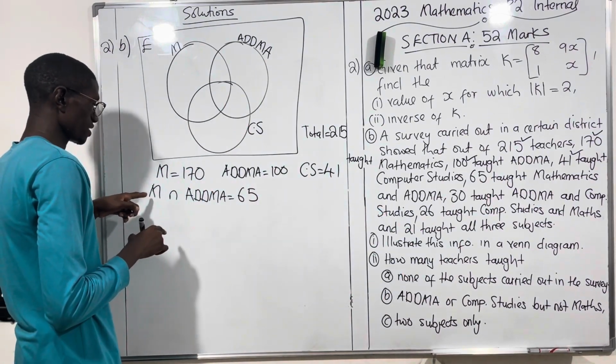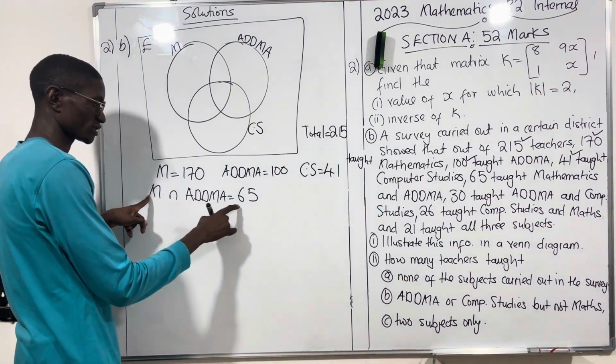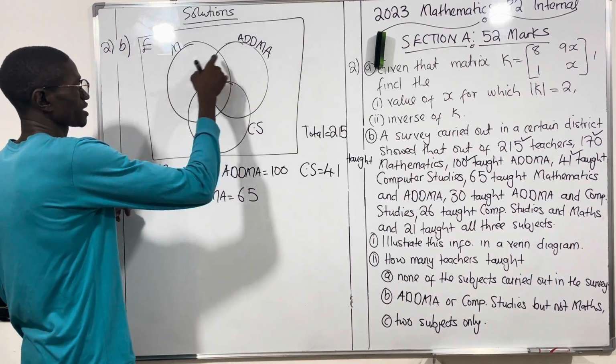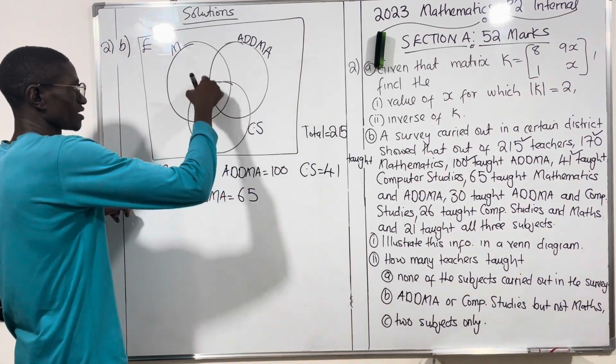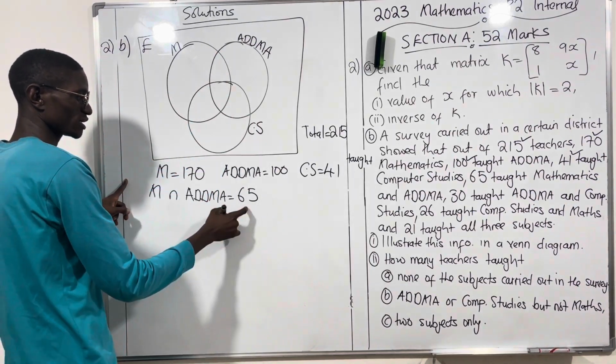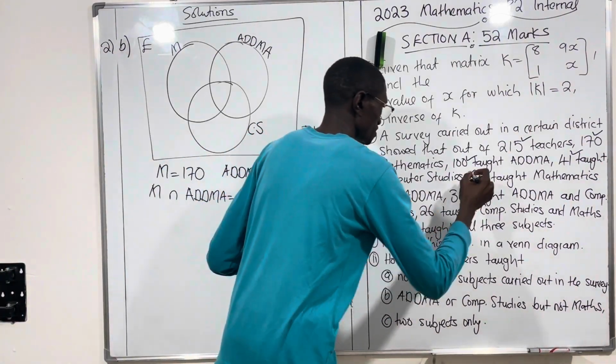Okay, so M intersection A should give us 65. M intersection ADMA is this one here. When we add everything here, we should get what? 65. That is what that means.